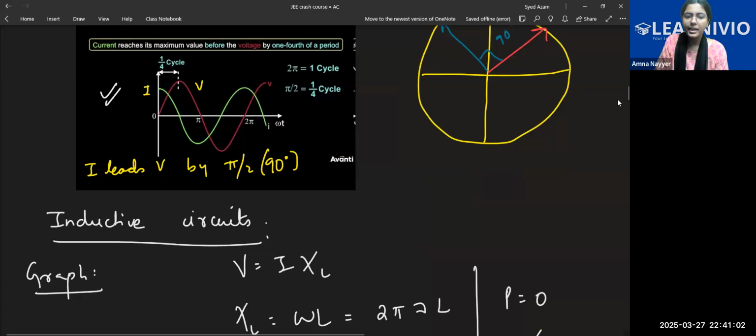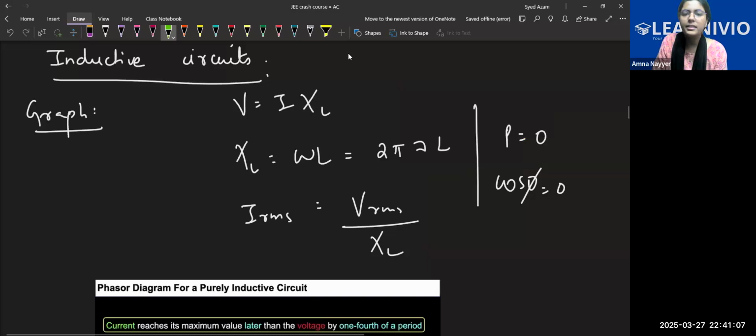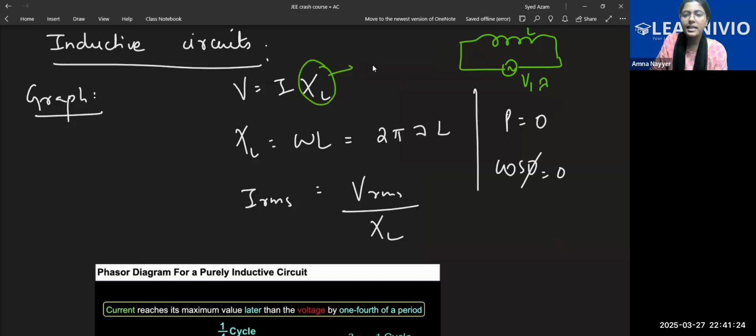Then you have inductive circuits. Similarly, whatever was done by the capacitor is now done by the inductor. So this means a circuit which only has the inductor connected to the variable voltage. This symbol, this kind of symbol, means the variable voltage. So this is inductance. This is called the inductive reactance. So voltage will be I XL, XL is omega into L, which is equal to 2 pi nu L.